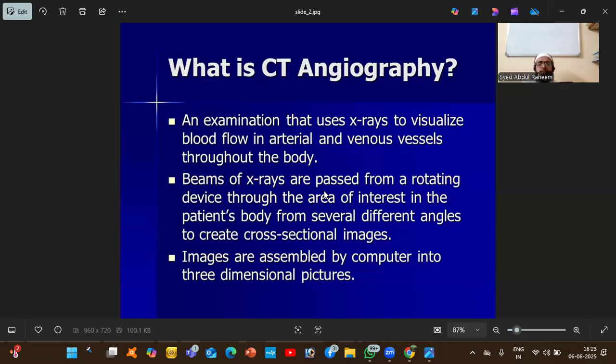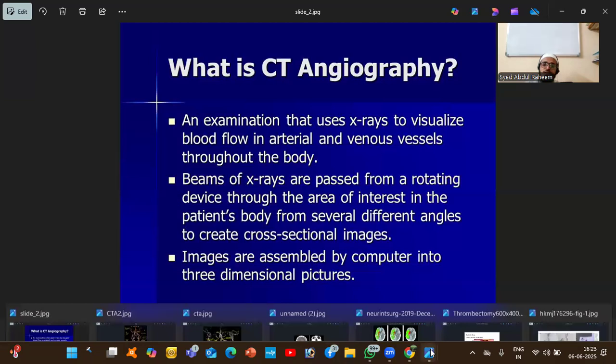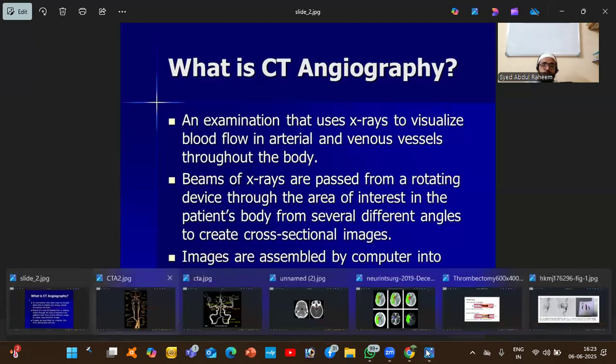So wherever the problem occurs, according to the condition, we have to see the blood flow to the particular part, particular organ, particular area, depending upon the condition of the patient. So this is CT angiography. So how does it look? We are discussing neuroradiology, so how does neuro CT angiography look?